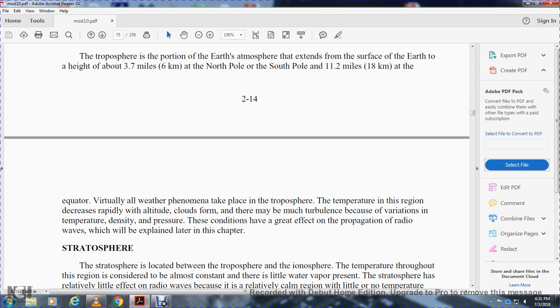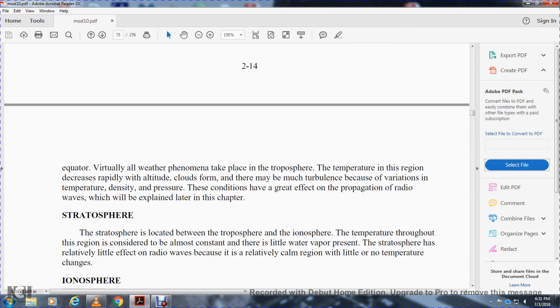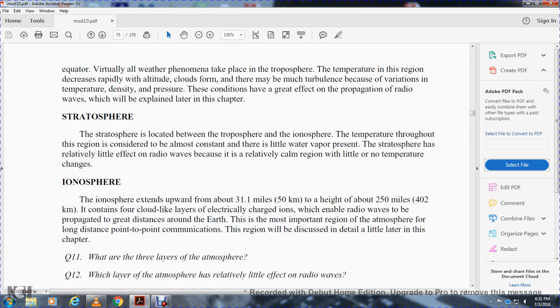Virtually all weather phenomena take place in the troposphere. The temperature of the region decreases rapidly with altitude. Clouds form, and there may be turbulence because of variations in temperature, density, and pressure. These conditions have a great effect on the propagation of radio waves and will be explained later in this chapter.